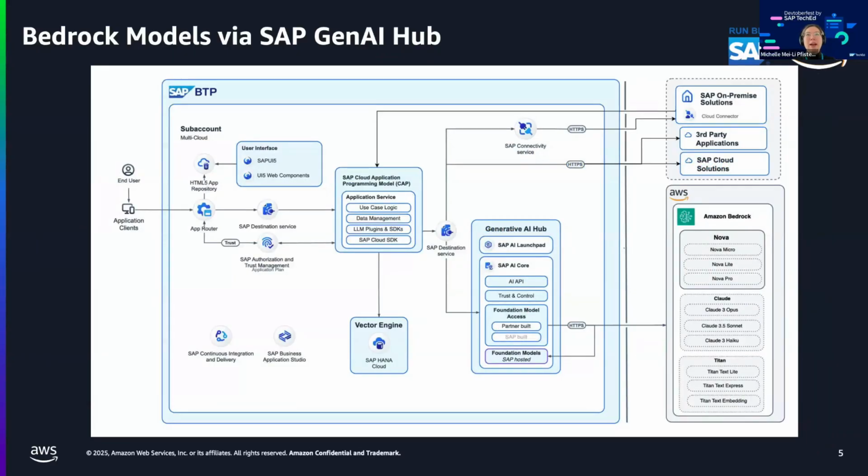So here we can see how this would look like in action. As you can see, you actually use BTP or the BTP platform, where you have the Generative AI Hub. Within the Generative AI Hub, we have the SAP AI Launchpad and SAP AI Core, where first-party SAP hosted foundation models are, and also foundation models that are partner-built and hosted by the partners, for example, Amazon Bedrock. As you can see, some examples of models in Amazon Bedrock that you can access through Generative AI Hub, including Nova, Claude, and the Titan models.